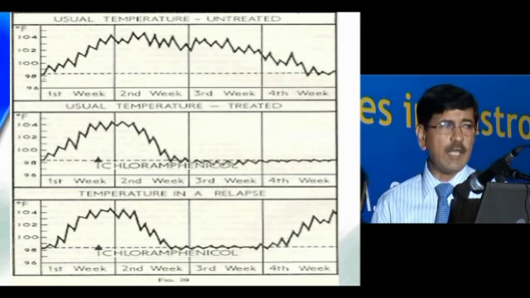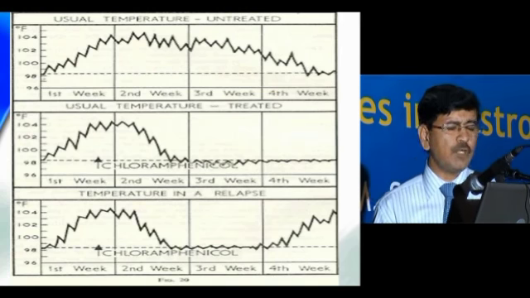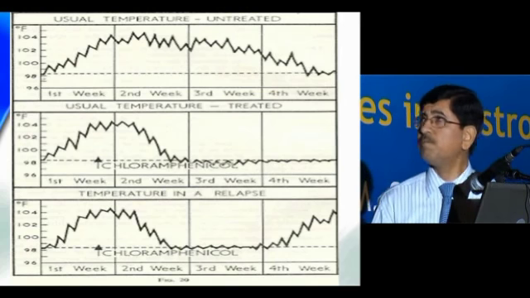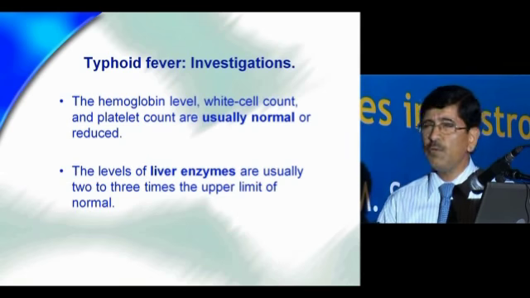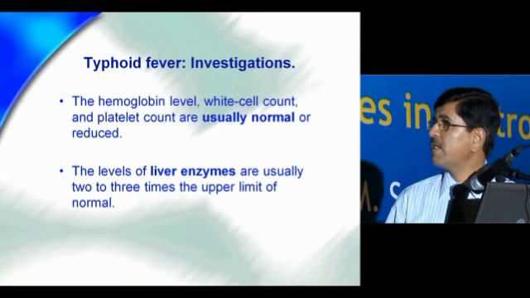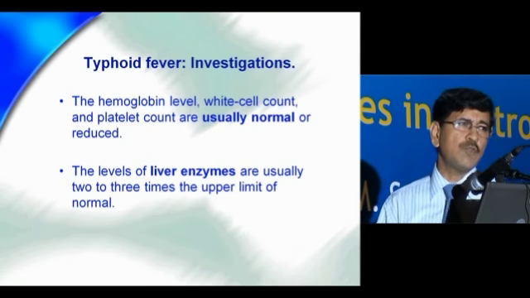How to investigate? We do the routines. The hemoglobin level, white cell count and platelet counts may be usually normal, or if the illness is a little prolonged, they will be reduced. There may be some changes in the liver enzymes.